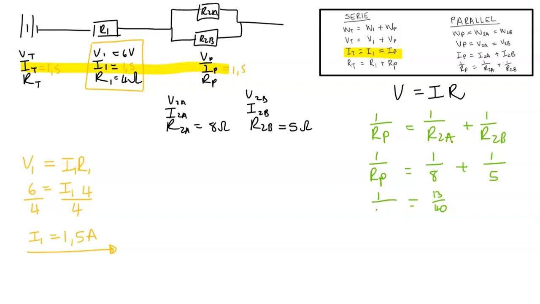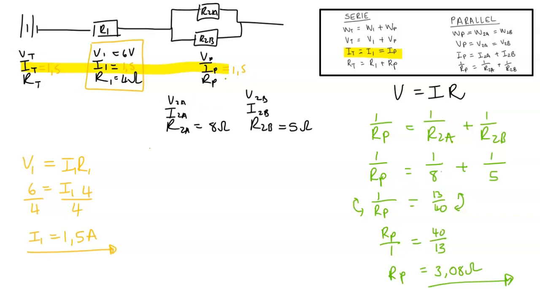Now this 13 over 40 is the same as 1 over RP, but I don't want to know what 1 over RP is. I want to know what RP is. So I'm going to flip both of the sides of this little equation over. So it becomes RP over 1 equals 40 divided by 13, and then this one is unfortunately a decimal, so we're going to say it's 3.08 ohm. Okay, so RP. So there's a little bit of a mathematical trick that you need to do there, but I think you can manage.